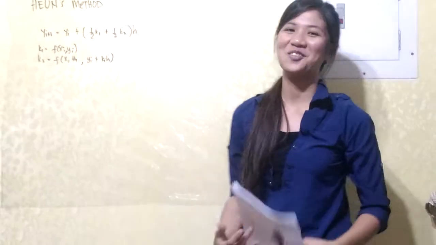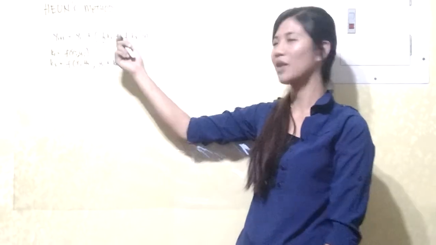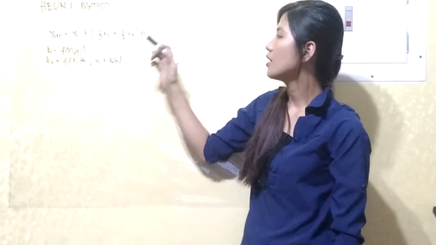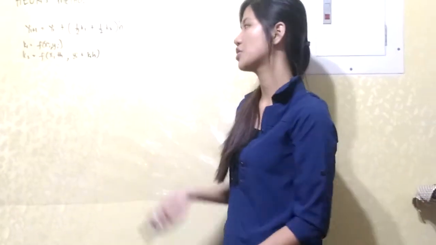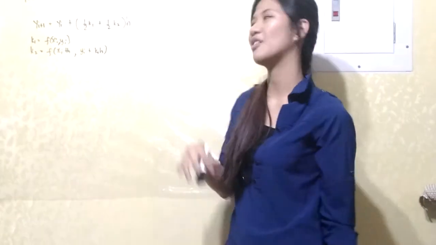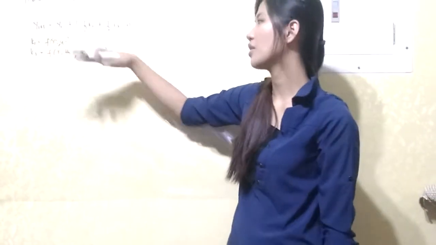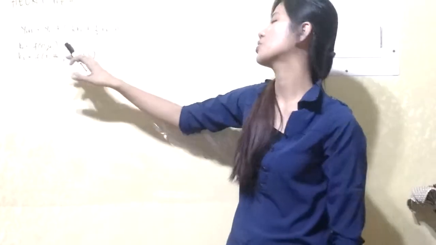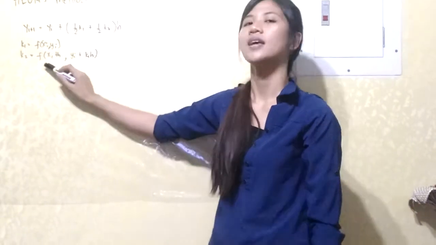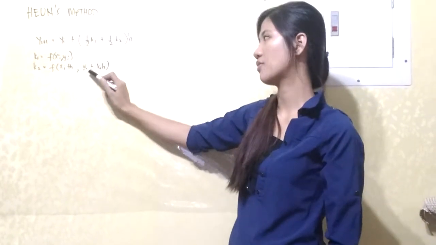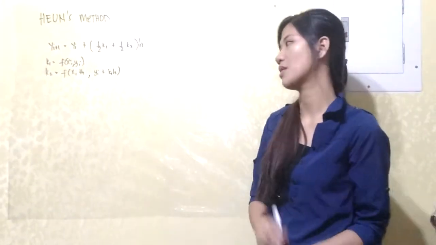h is our step size. Excuse me, I'm sorry for that. Here we have to find our parameters k1 and k2. For k1, that would be the function of x sub i and y sub i, given an initial condition for our differential equation. We're just going to substitute that value in our equation to get the value of k1. Now if we have the value of k1, we substitute this into finding k2, where the function is evaluated at x sub i plus h and y sub i plus k1 multiplied by the step size.